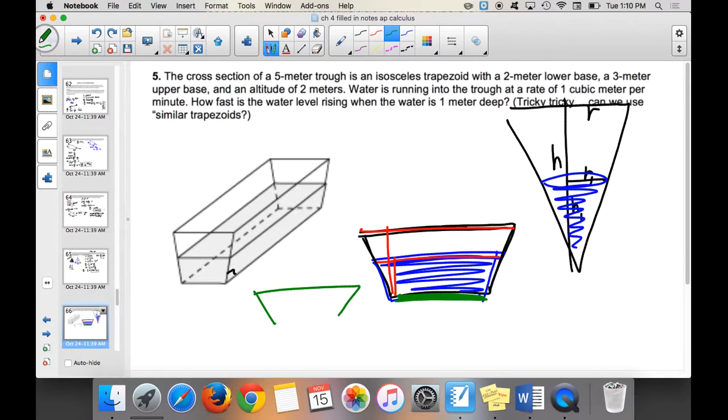Break it into its two trapezoids, the blue one and the other one. They have exactly the same base. Do you guys see that? So they can't be similar. It's the same measurement on the bottom. Do we see that? Okay, so they cannot be similar.